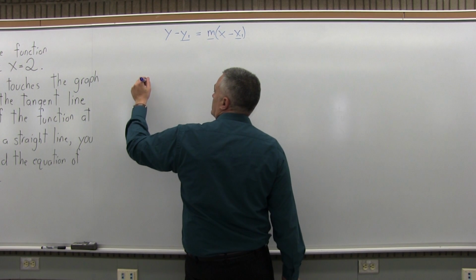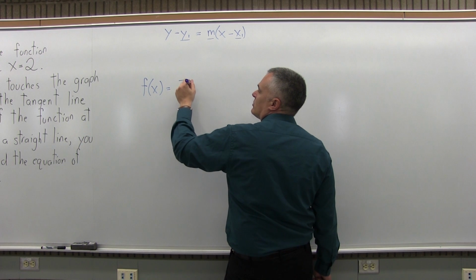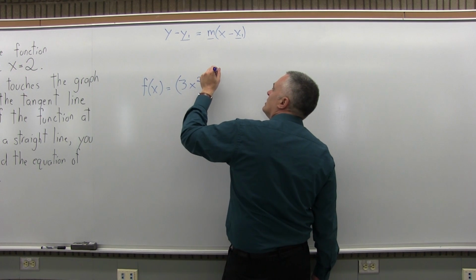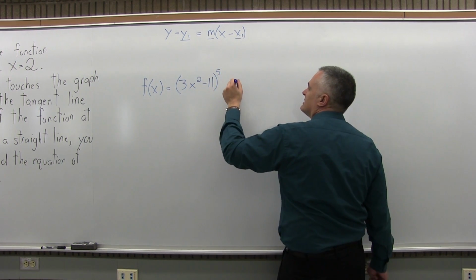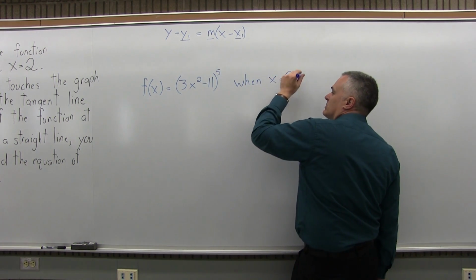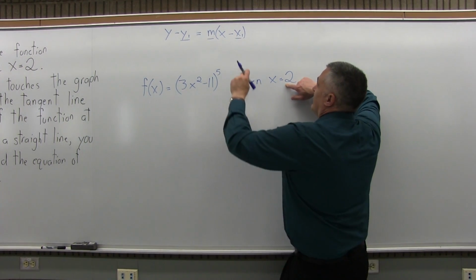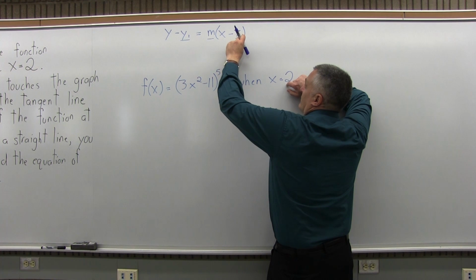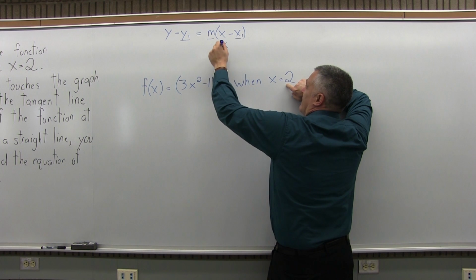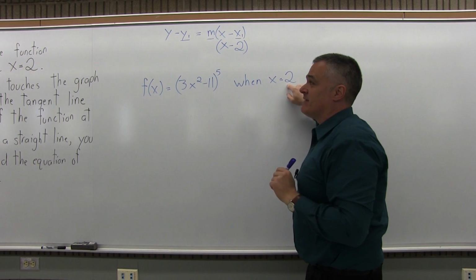Now, the function that's given for this problem, f of x equals (3x squared minus 11) to the fifth power, and it says when x equals 2, so at the point where x equals 2. So the question is basically telling us the x value to put in for my formula for the equation of a straight line. So minus x1, I have x minus 2. So that part is given.